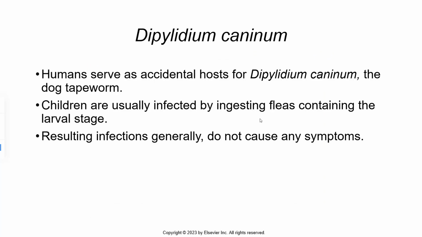Dipylidium caninum: humans serve as accidental hosts for Dipylidium caninum, the dog tapeworm. Children are usually infected by ingesting fleas containing the larval stage. So for this one, fleas are on the animals. The fleas then jump off the animals. Because kids are all over their pets, if your pets have fleas, the fleas can accidentally be ingested or jump into the mouths of the kids, and then they can release the larval stage, and the larval stage will then grow into a tapeworm inside of the child. Resulting infections generally do not cause any symptoms.